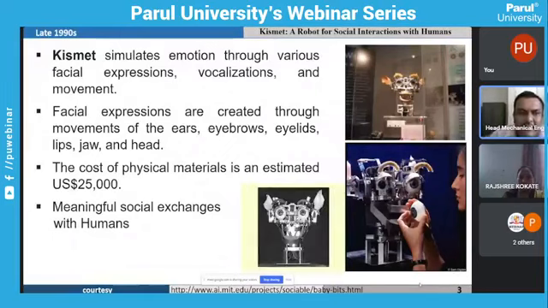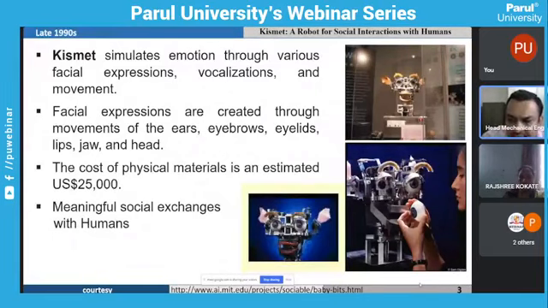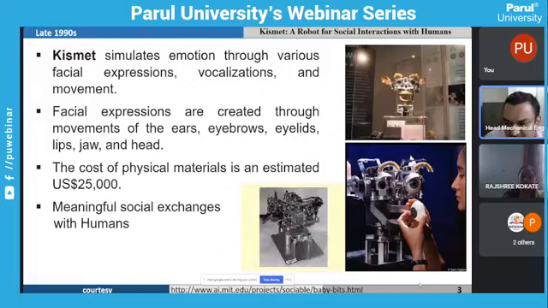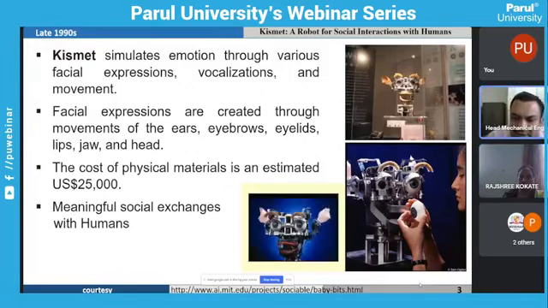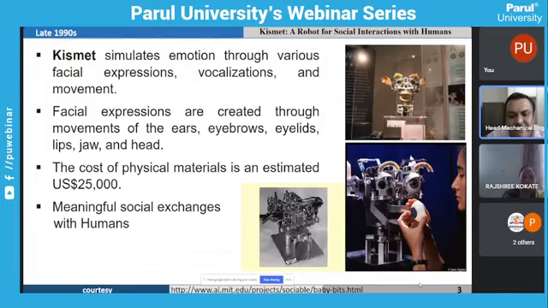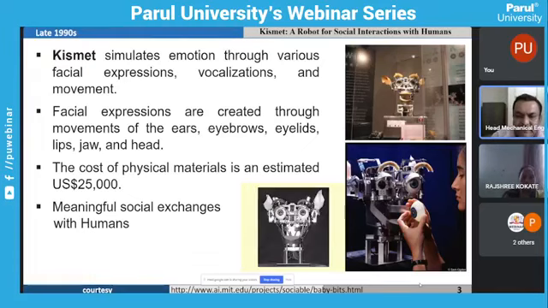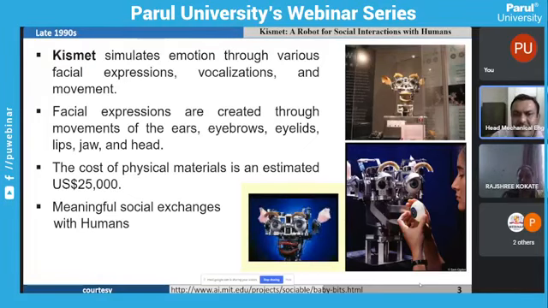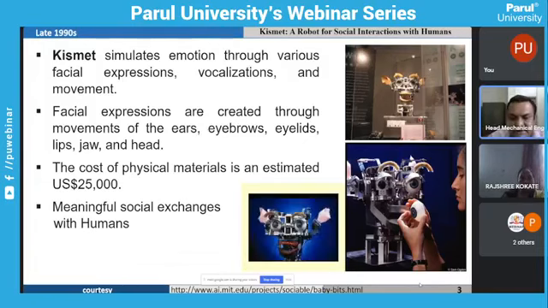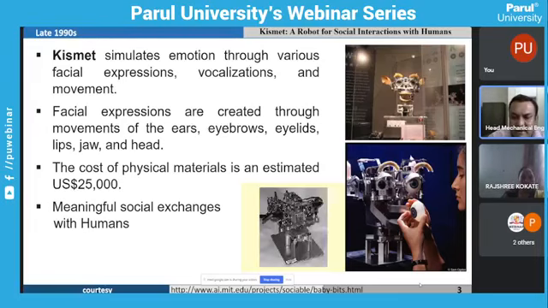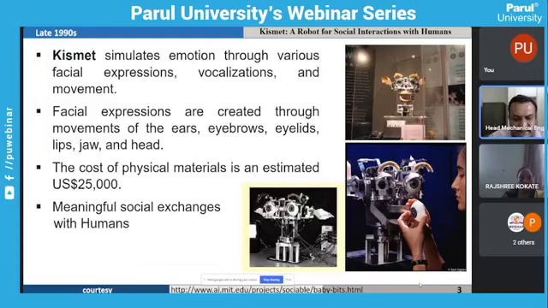So here, the first intelligent robot that was developed for social interactions with humans, around the late 1990s, was Kismet, which simulates different kinds of emotions, with different facial expressions, vocalizations, as well as movements. And at that time, it was developed at a cost of $25,000.